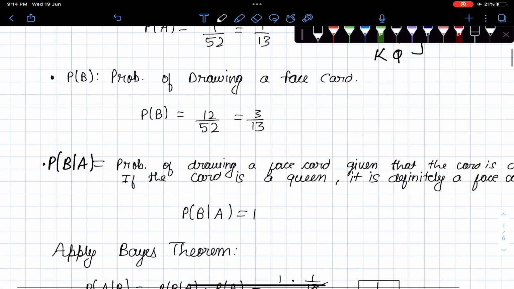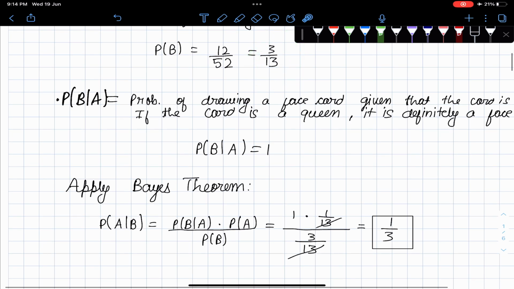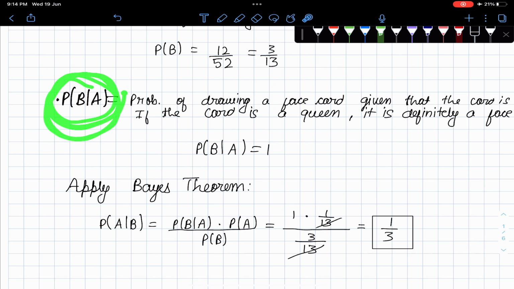So what is the probability of getting a face card? It is 12 by 52, which after simplifying is 3 by 13. Now, this part is something that we need to understand. If you got this part, then the whole probability of finding the Bayes theorem would be much easier.